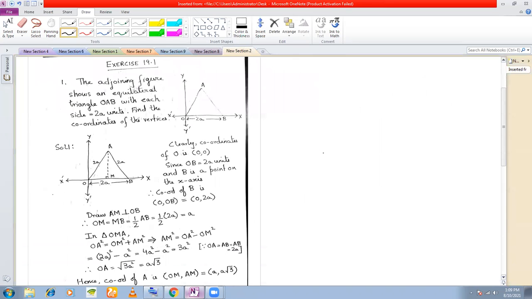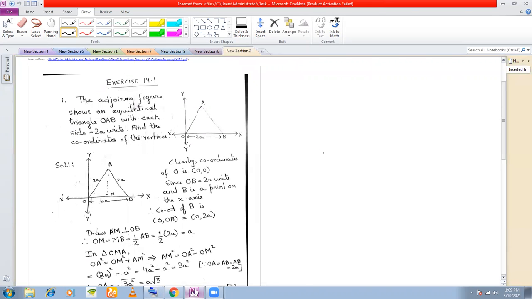Let us see the next question that is there, which I had solved. Look at this question. The question stated that the adjoining figure shows an equilateral triangle OAB with each side equal to 2a units. Find the coordinates of the vertices. Okay, so let's draw this. Something like this is given to you.